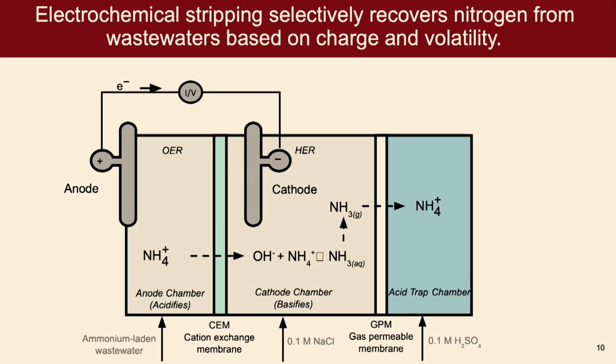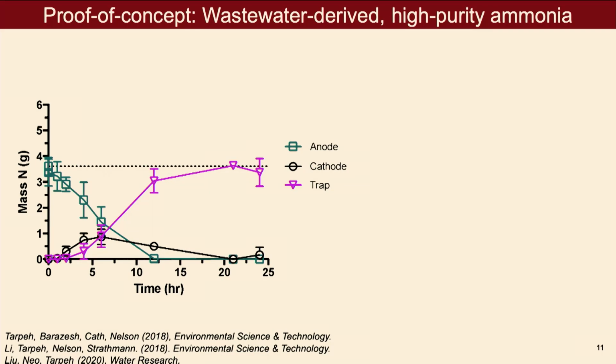But ammonium is the only thing that passes both the charge test and the volatility test, right? So a way to look at this more clearly is to look at some of the data from this operation, right? So if we're looking at time here and the mass of nitrogen in these different chambers, you can see our nitrogen leaves that first chamber. It goes through our middle chamber in black, and it ends up in the rightmost chamber that I showed you, the trap chamber. And how much of that nitrogen ends up there?